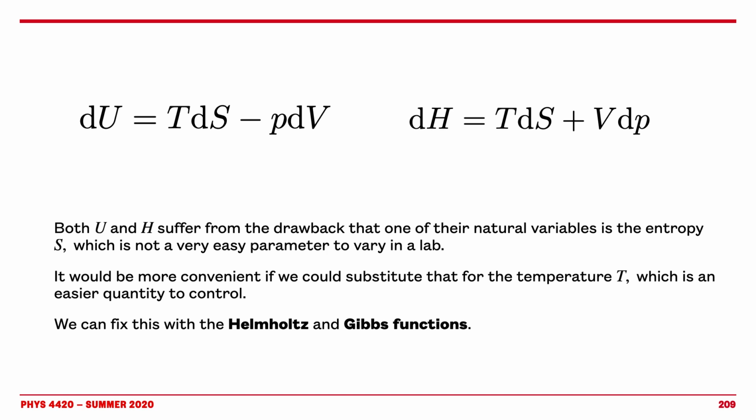Now we have two more possibilities, right? Let's think about this from a purely combinatorial approach. We have T, S, P, and V. So we already combined S and P, and S and V. Now we can also combine T and P, and T and V, right, as the natural variables. And it's exactly what we are going to do now.